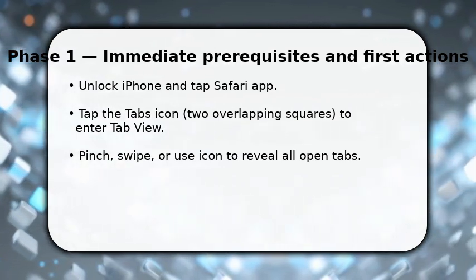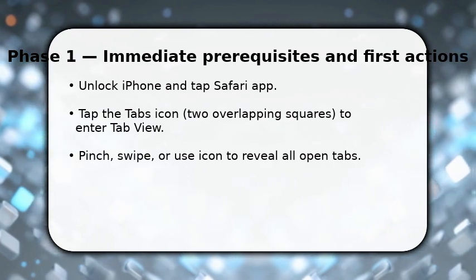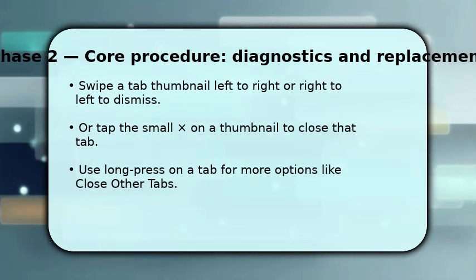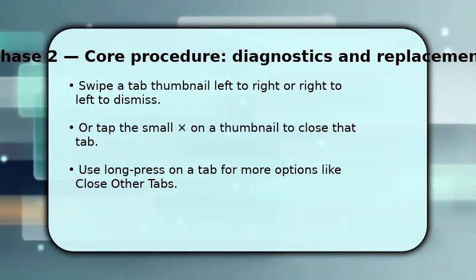You can close one tab with a quick swipe across its thumbnail. That gesture removes it immediately. Alternatively, tap the small X on the tab's corner. This is precise when thumbnails are close together.